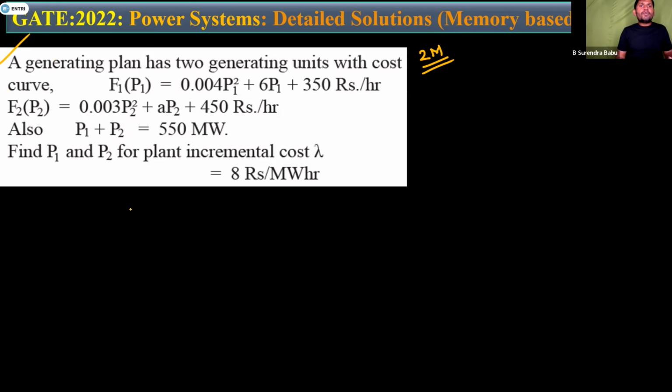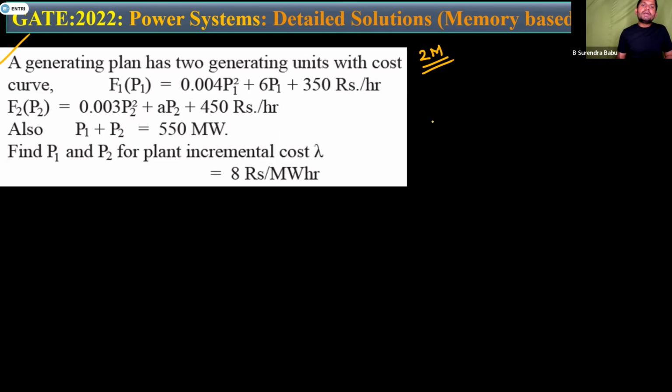The fuel costs of the 2 plants are given, and the demand is given. Even the incremental cost is given. Then you find P1 and P2 for economic load dispatch. This question is selected from economic load dispatch.